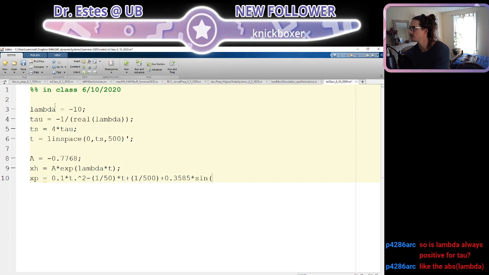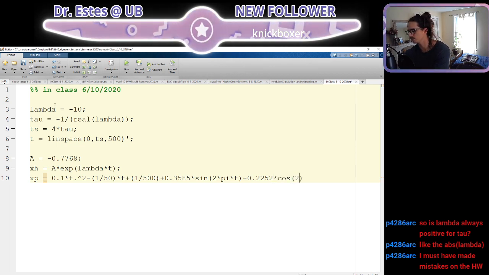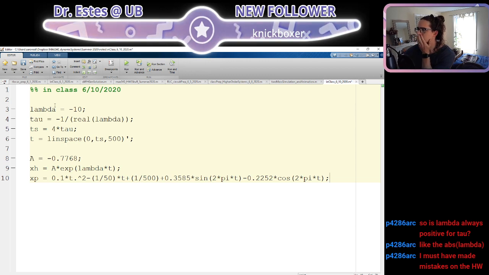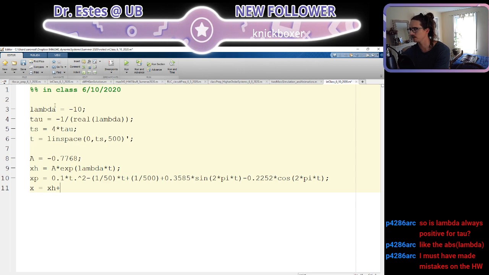Sine 2 times pi times t. I must have made a mistake on the homework. Cosine 2 times pi times t. Okay, and then our complete solution is the summation of the homogeneous and the particular parts.